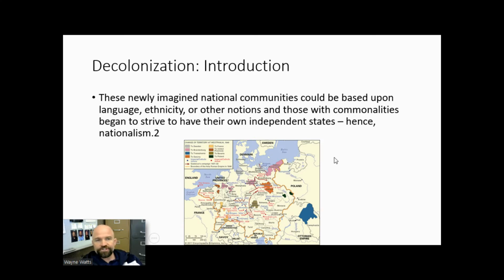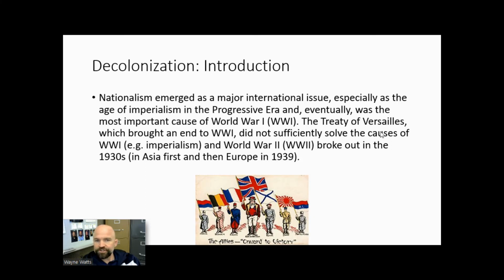These newly imagined national communities could be based upon language, ethnicity, or other notions, and those commonalities began to strive to have their own independent nation states, hence nationalism. Nationalism emerged as a major international issue, especially in the age of imperialism in the Progressive Era, and eventually was the most important cause of World War I.